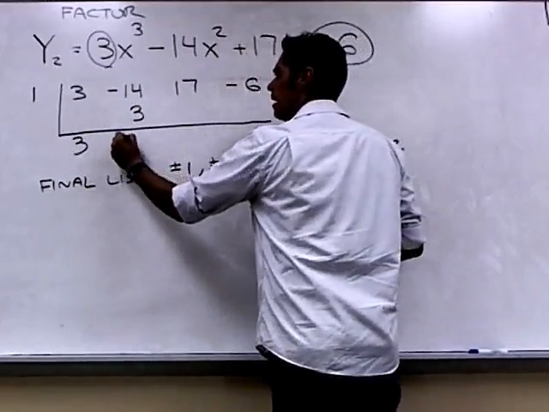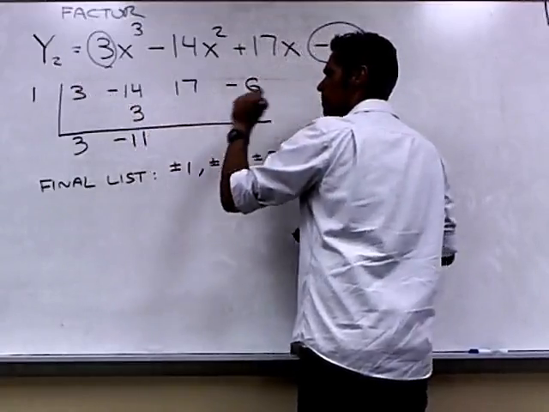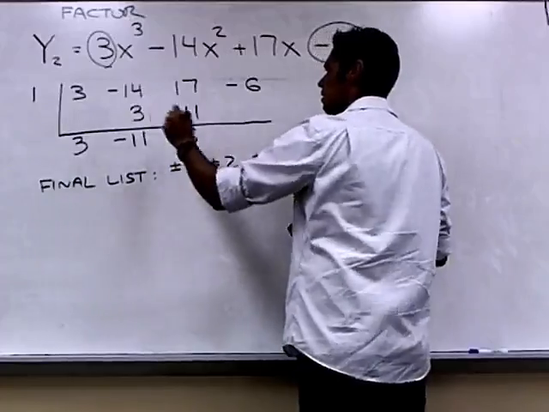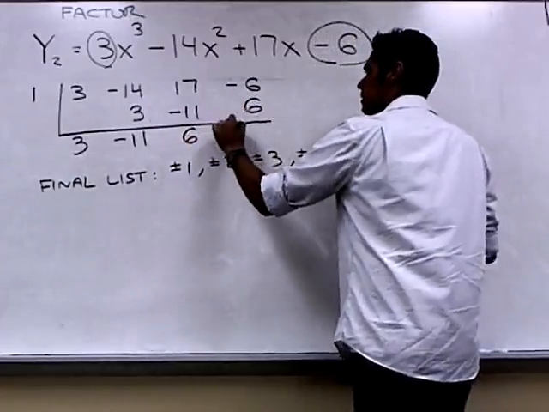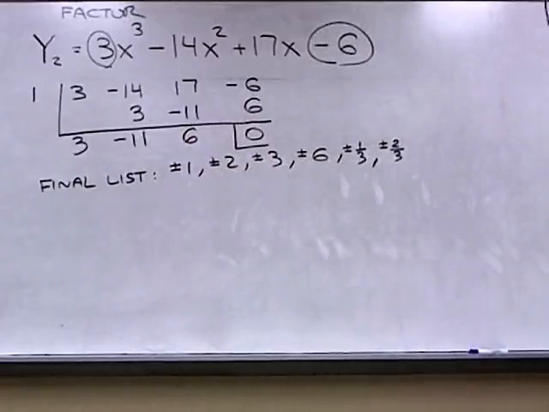Add down -11. Multiply. -11. Add down 6. Oh yeah. I'm happy, right? Happy about this.